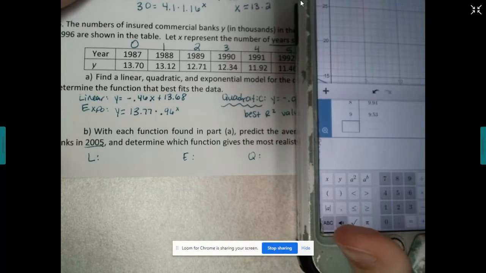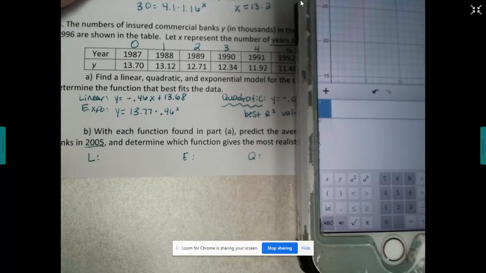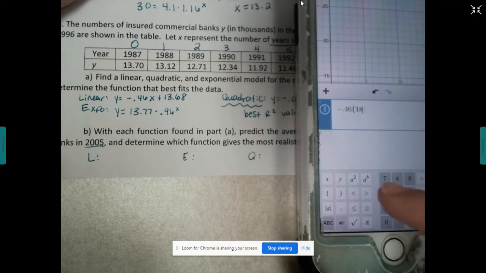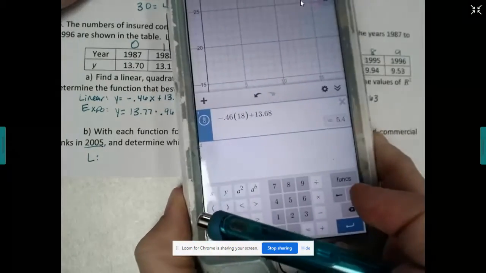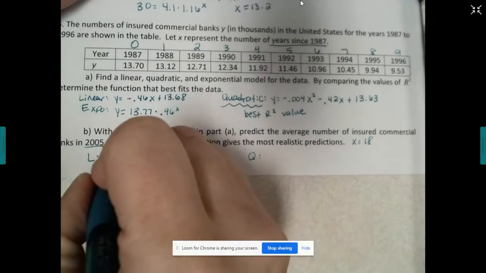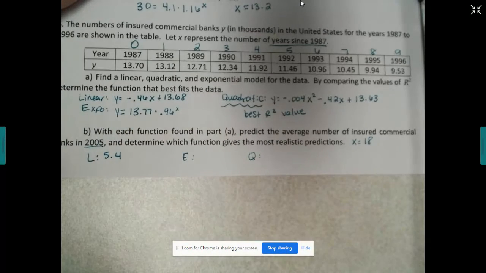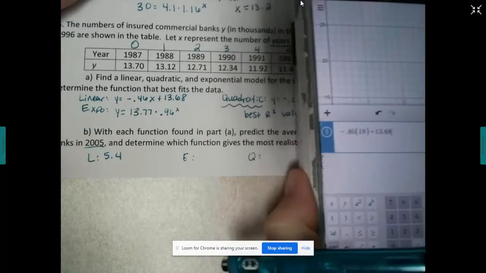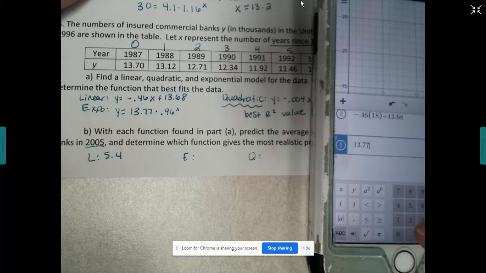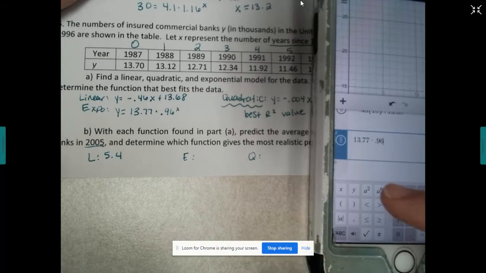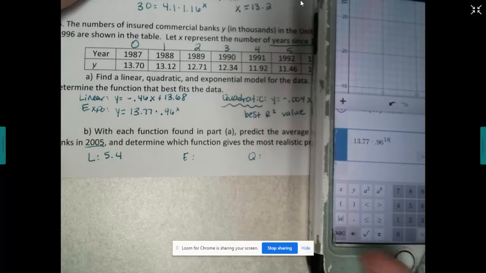So I'm going to just get rid of all these. So for my linear, I'm going to have negative 0.46 times 18 plus 13.68. So that gives me 5.4. If we do our exponential, we'll have 13.77 times 0.96 to the 18th power. So that gives me 6.6.